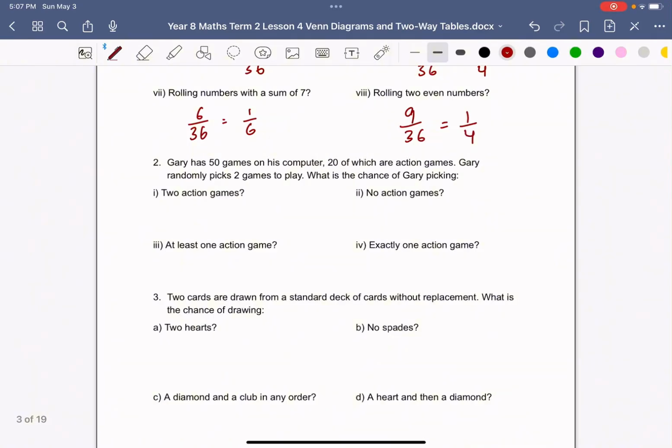Gary has 50 games on his computer, 20 of which are action games, and Gary randomly picks 2 games to play. What is the chance of Gary picking 2 action games? Now, 20 out of the 50 games are action games. So it's going to be 20 out of 50 multiplied by, there's one less game now, 19 out of 49, which gives me a total probability of 380 over 2,450, which we can simplify down to 38 over 245.